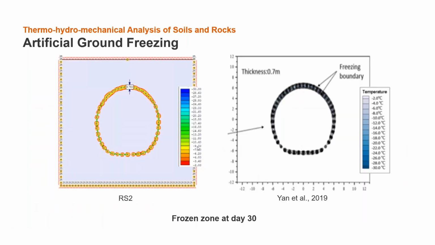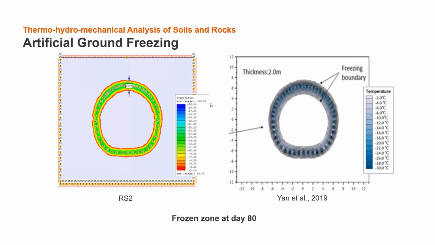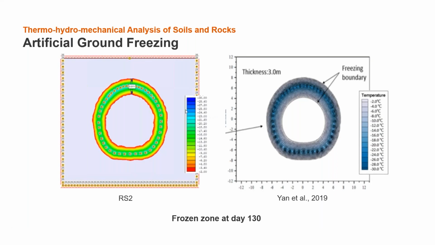And here is the frozen zone calculated from the IHU, and the results will be compared with the results from the paper. And you can see that the zones are very similar at day 30 with a thickness of 0.7 meter. A very similar behavior was observed at day 80 as well, when we have a thickness of 2 meter in both IHU and the paper. And the thickness of 3 meter was achieved at day 130, and the same behavior was seen in IHU and the paper as well.